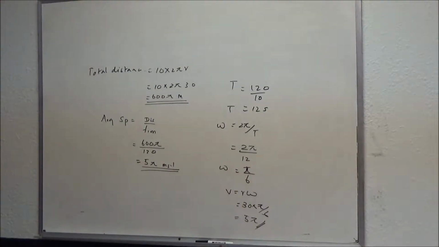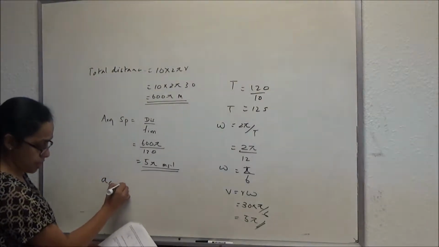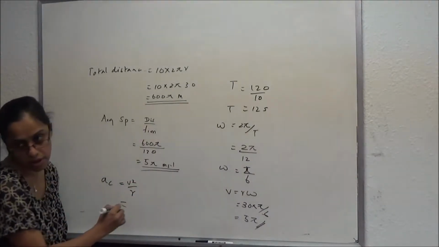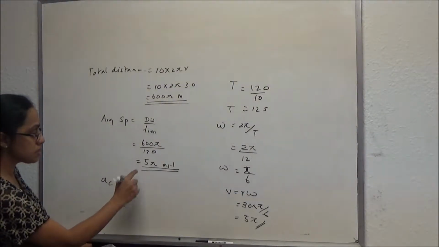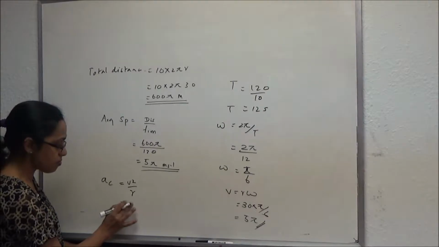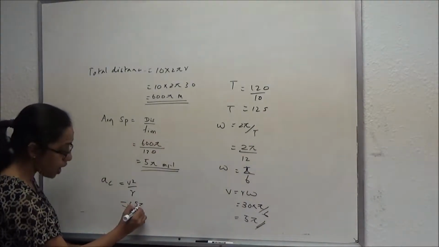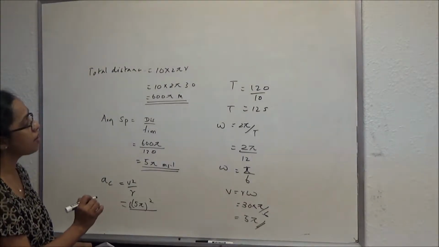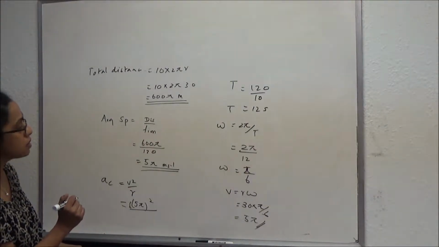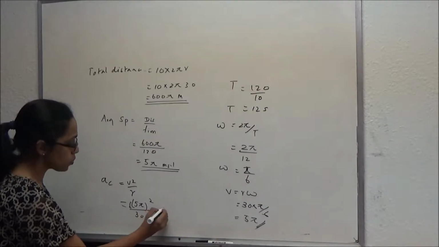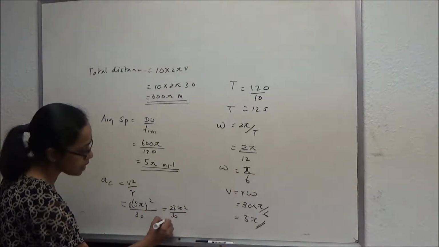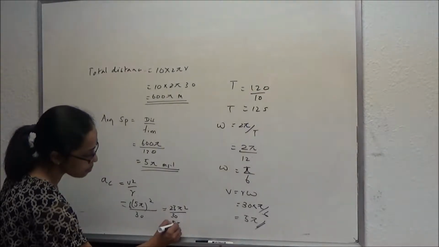And I will finish the centripetal acceleration as well. Right? a_c equals v squared over r. So v squared is (5 pi) squared over r. What is r? 30. So 25 pi squared over 30, that means 5 over 6 pi squared.